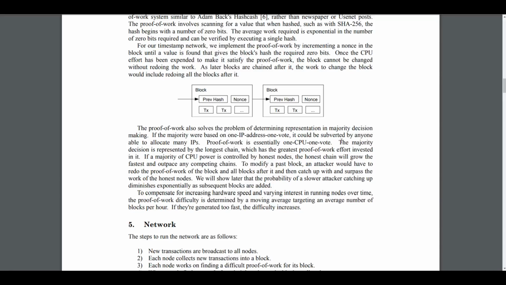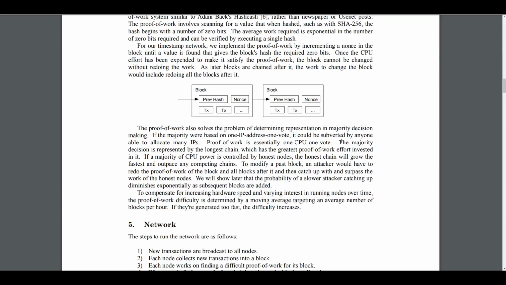And so, again, the gist of this really hammers this point home, which is why it's so surprising any of this was up for debate for the past 8 years, right? But if the majority of CPU power is controlled by honest nodes, the honest chain will grow the fastest and outpace any competing chains, right?